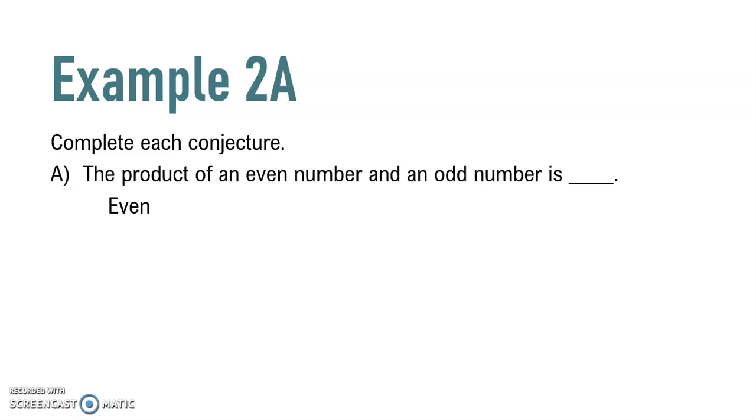Okay, so the result is even. And what you can do is try several examples, like 2 times 5 is 10. 10 is even. 3 times 4 is 12. 12 is even. And no matter what numbers you pick, the result is always going to be even.